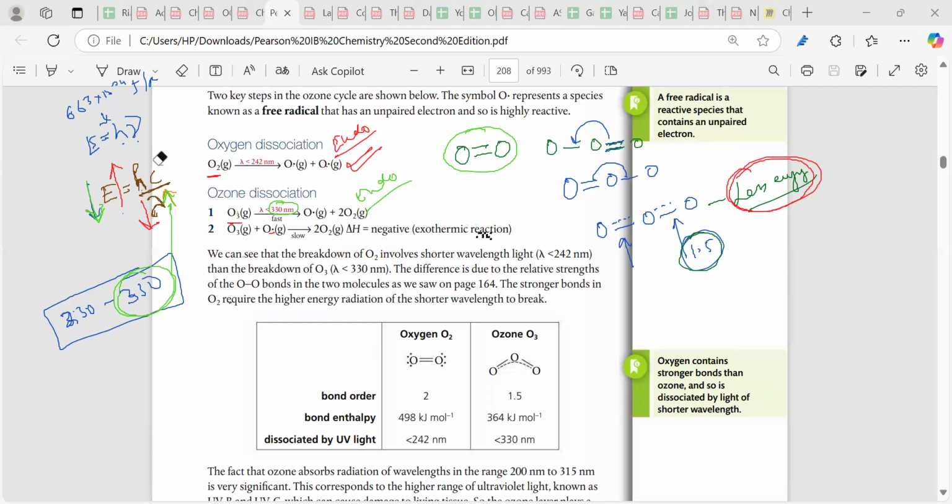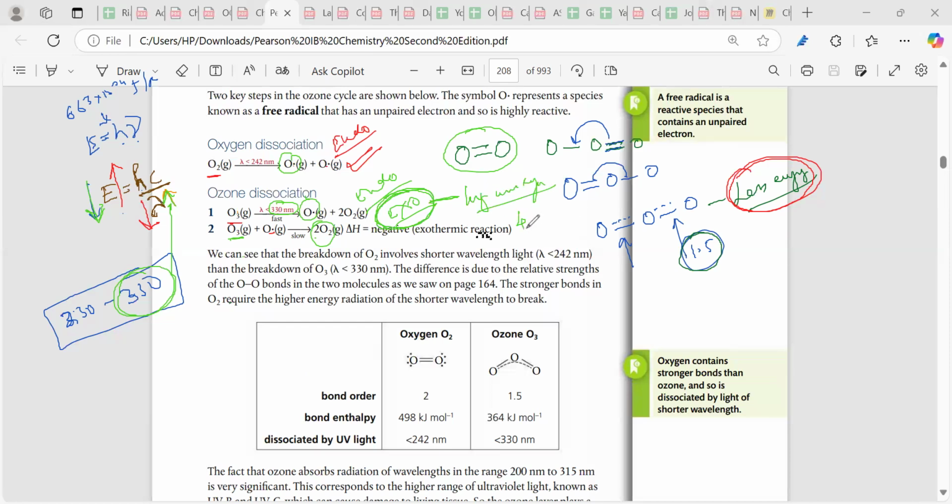The third reaction is that ozone will be formed by oxygen reacting with the O dot coming from these two equations, and bond formation will be happening. Is bond formation exothermic or bond breaking exothermic? Formation. This step is bond formation and it is exothermic. This is hugely exothermic, releasing a huge amount of energy.